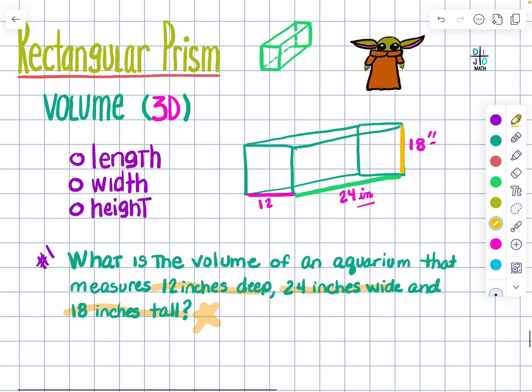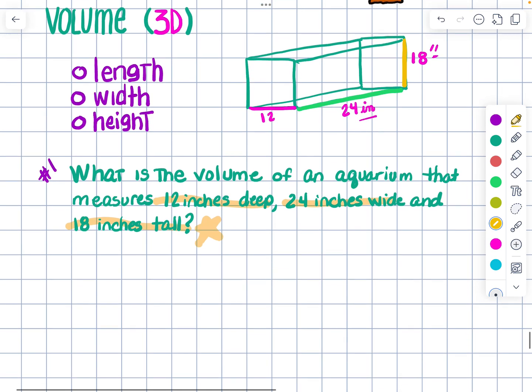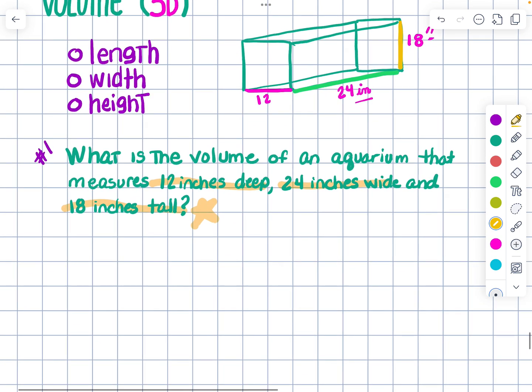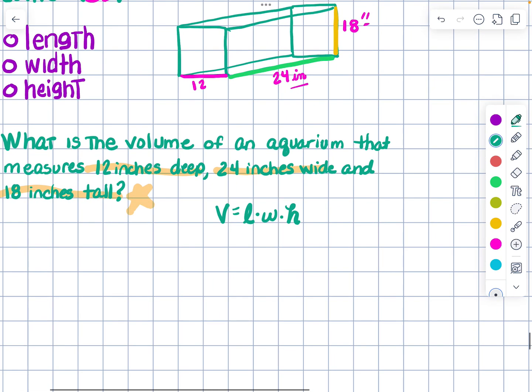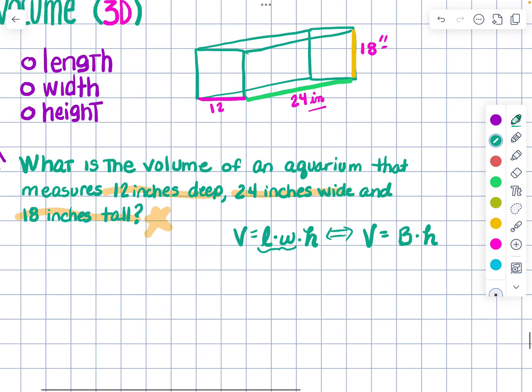Okay. So now I want to know what the volume is. And the equation for volume is just V is equal to length times width times the height. And again, you may see the equation as volume equals the area of the base times the height. These things are equivalent to each other. Okay, so the base is just the length times the width, and the height is the height.